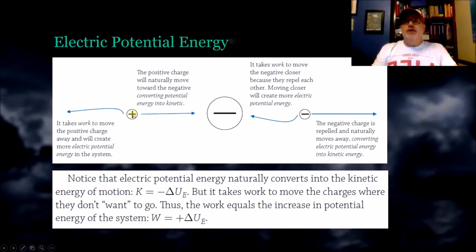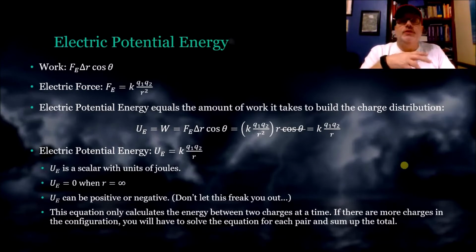Same thing with this positive. It would naturally be attracted to this one. It naturally will move this way and give up electric potential energy, and it would turn into kinetic energy. It would take work to take this positive and push it in the opposite direction it doesn't want to go. Work would be equal to the increase in electric potential energy that it would gain as we move it away. Kinetic energy equals how much the potential energy of the system decreases. That's how much the kinetic energy would go up. And if we increase the potential energy of the system, that requires work, and the work will equal how much that goes up. Let's take a look at some equations and see where they come from.